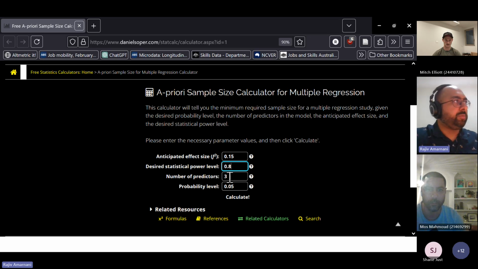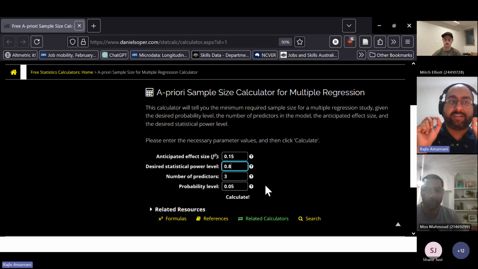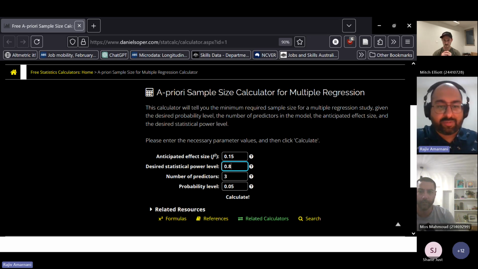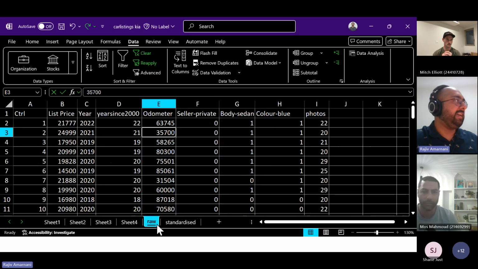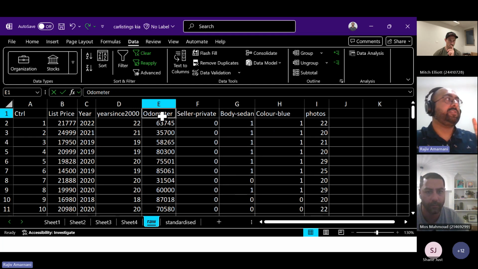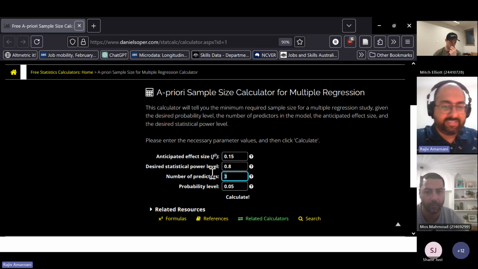Then here we have the number of predictors and the anticipated effect size. Class, let's do a power analysis now for the car listings project. So how many predictors did we have in our car listings model? We had in our data 1, 2, sorry, this is an outcome variable. So our predictors are 1, 2, I'm double counting. 1, 2, 3, 4, 5, 6. 6 predictors. So let's put in 6 predictors here.